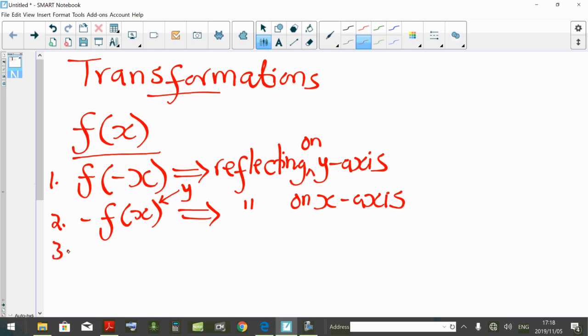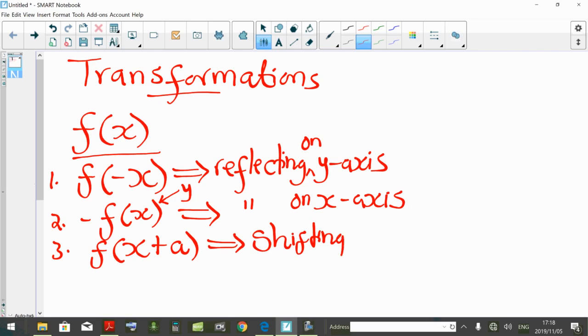Thirdly, we could have the scenario f of x plus a. Now this is equivalent to shifting. It's a translation. We're shifting our graph. Now this may sound contradictory, but if you have plus a, we are shifting to the left. Keep that in mind. When you're adding, you're shifting to the left.